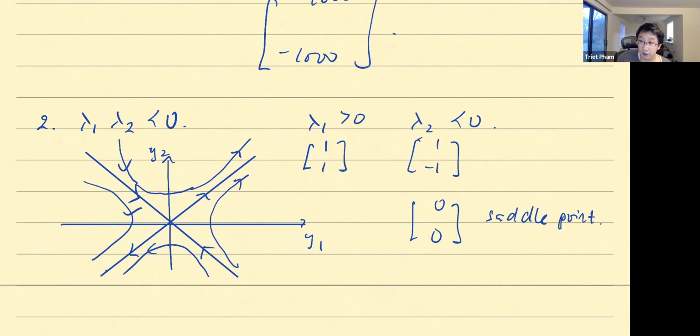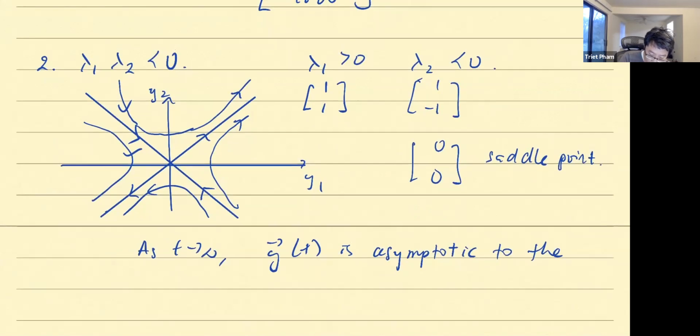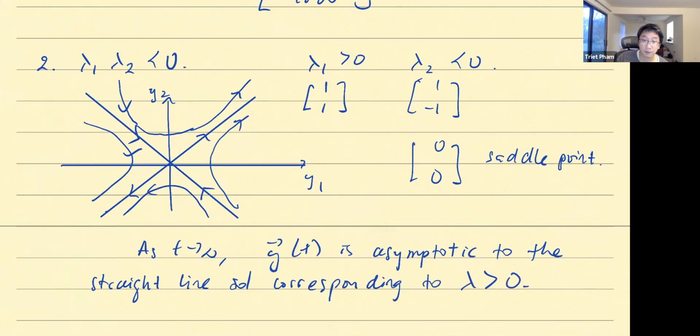The behavior as t goes to infinity is also clear. As t goes to infinity, it will be asymptotic to the direction of the positive eigenvector, because the part with the negative eigenvalue will disappear right away. So as t goes to infinity, y(t) is asymptotic to the straight line solution corresponding to the positive lambda.